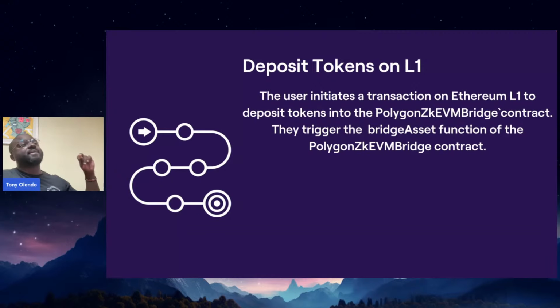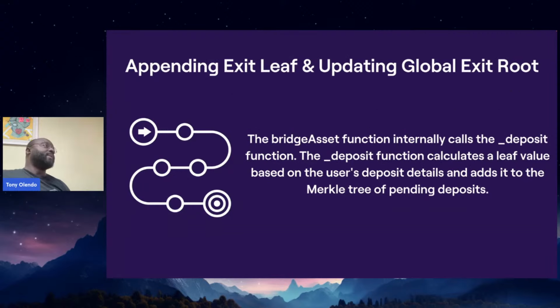And that is the first step. You come and you essentially surrender, or deposit, your tokens to a given smart contract address, and that becomes a place where they live. And then you append an exit leaf. Internally, the bridge asset function calls the deposit function, and the deposit function calculates a leaf value based on the deposit details and adds it to the Merkle tree of the pending deposits.